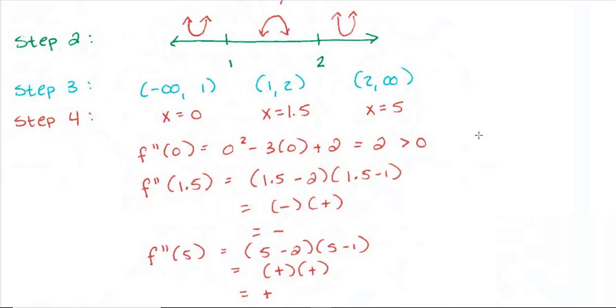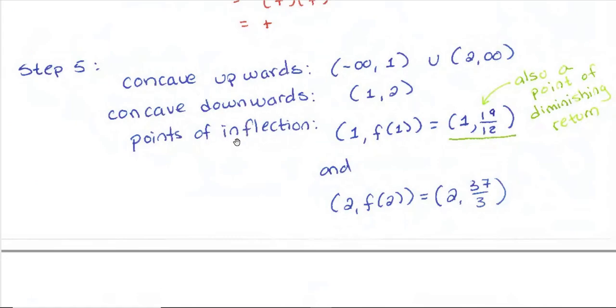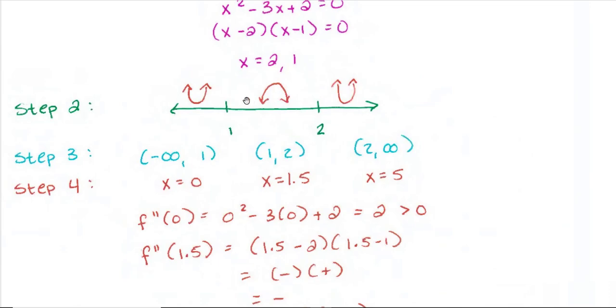And so now I know that I am concave up from negative infinity to 1, concave down from 1 to 2, and concave up from 2 to infinity, I'm ready to answer the question. Now, did I switch concavity anywhere? I went from concave up to down at 1. So at 1, comma f evaluated at 1, I have a point of inflection. And I went from concave down to concave up at 2. So at 2, comma the original function evaluated at 2, I have another point of inflection.